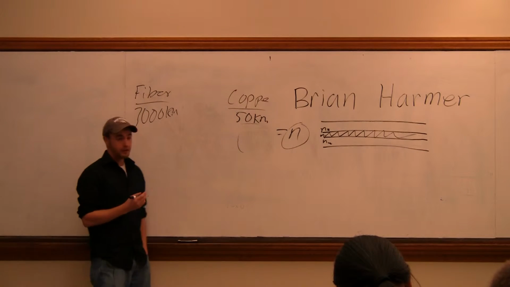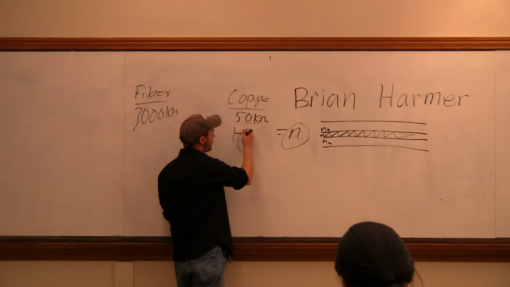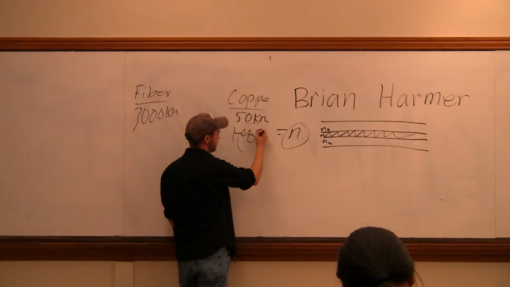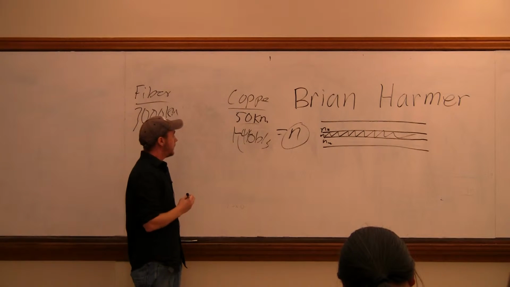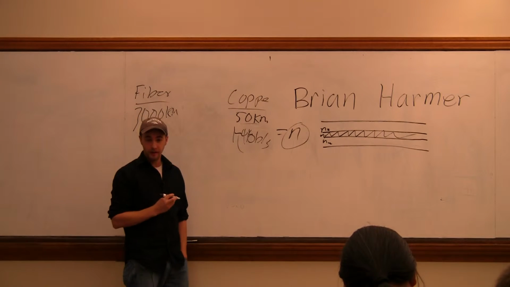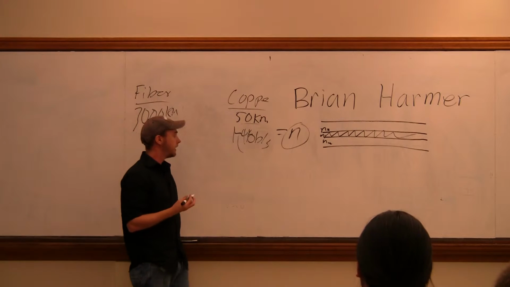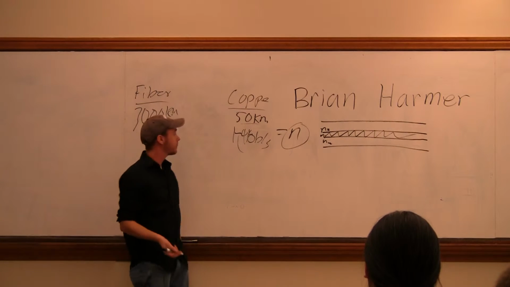Next, data rate. I'll start with copper first. With copper, you get about 1 to 4 gigabits per second. That is about the limit of what you're going to get with copper. You're not going to get much better. If you try any harder with that, you'll just get noise instead of a signal.